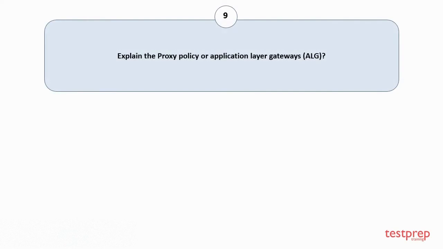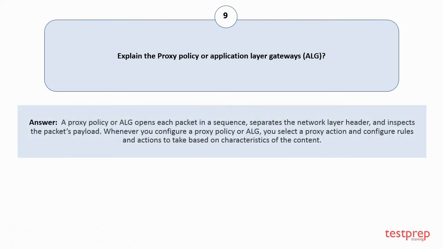Question number 9, explain the proxy policy or application layer gateways. Your answer is: a proxy policy or ALG opens each packet in a sequence, separates the network layer header, and inspects the packet's payload. Whenever you configure a proxy policy or ALG, you select a proxy action and configure rules and actions to take based on characteristics of the content.